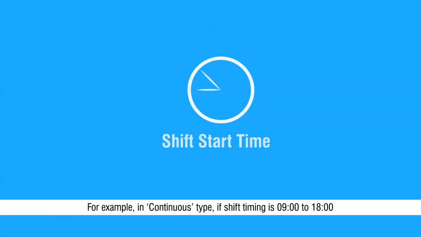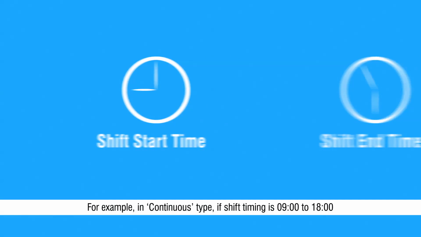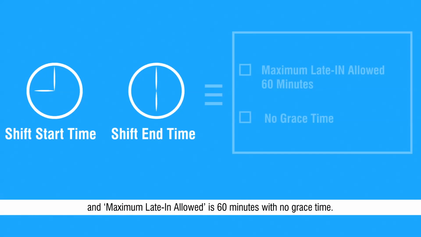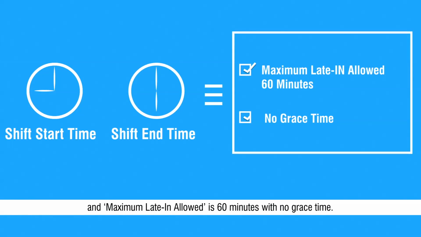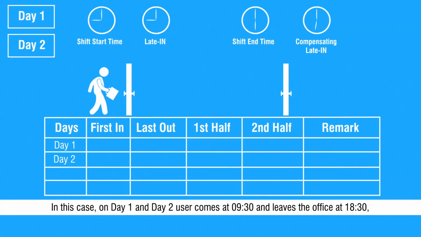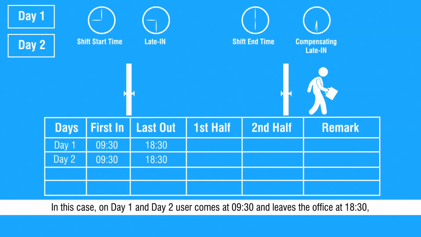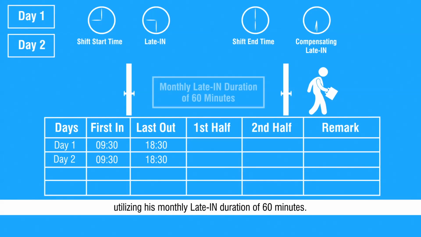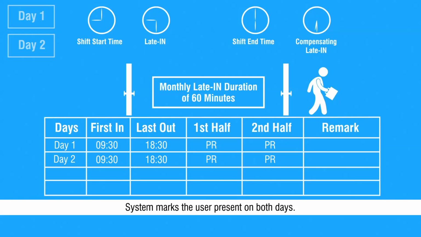For example, in continuous type, if shift timing is 9:00 to 18:00 and maximum LateIN allowed is 60 minutes with no grace time, in this case, on day 1 and day 2, user comes at 9:30 and leaves the office at 18:30, utilizing his monthly LateIN duration of 60 minutes. System marks the user present on both days.